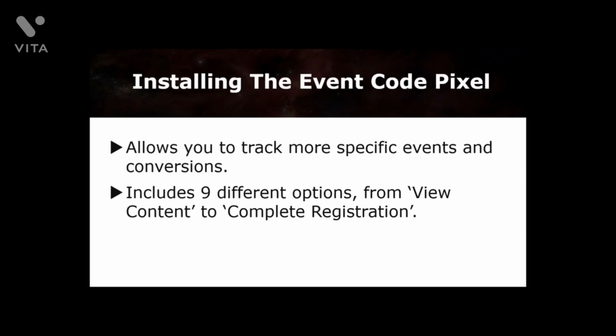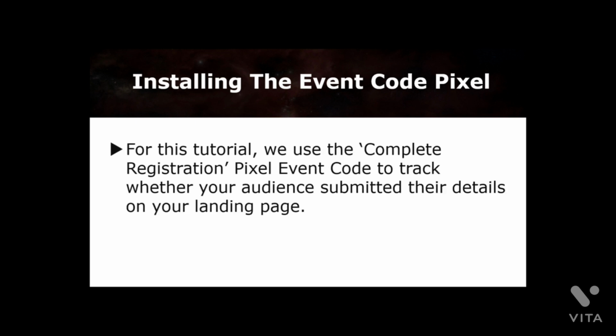The next step is to install your second pixel, which is the Facebook Pixel Event Code. The event code allows you to track more specific events and conversions, where it includes 9 different options from view content to complete registration. For this tutorial, we'll be focusing on tracking whether your audience submitted their details on your landing page, where we will utilize the complete registration pixel event code.